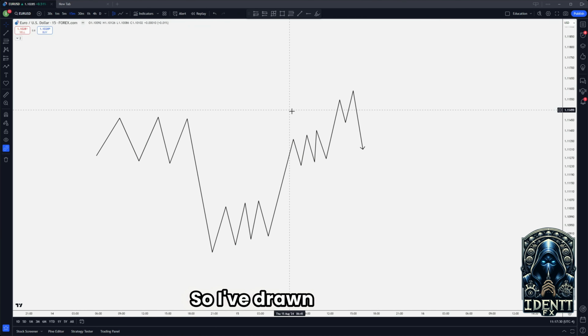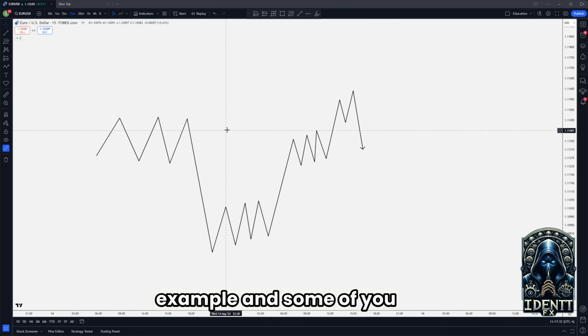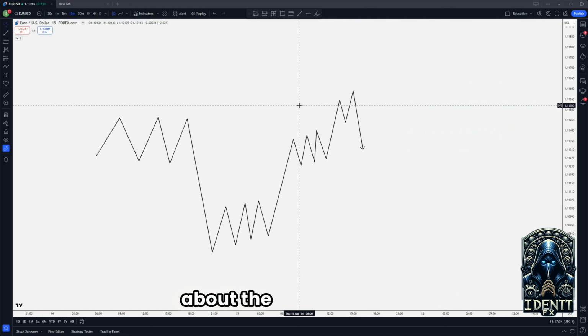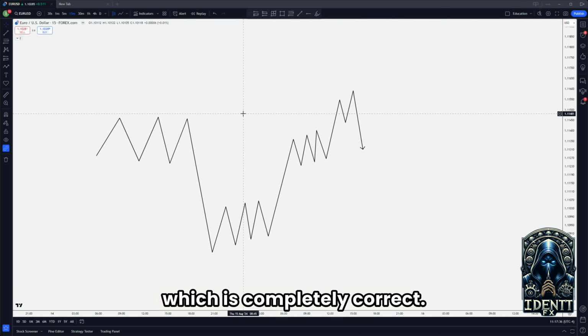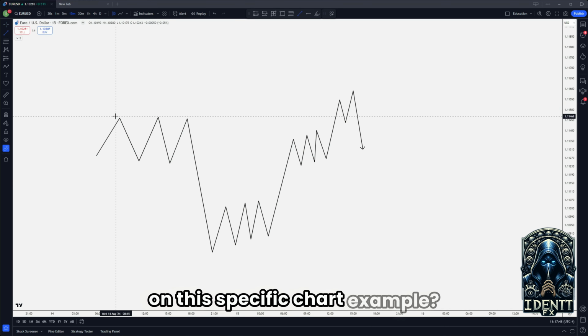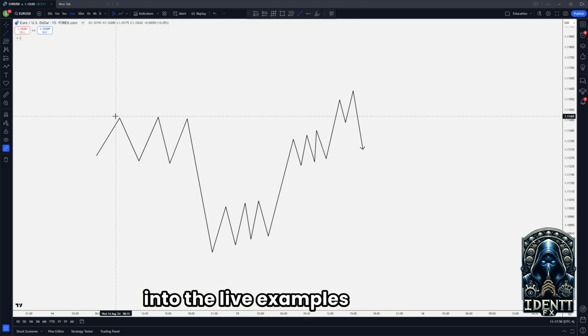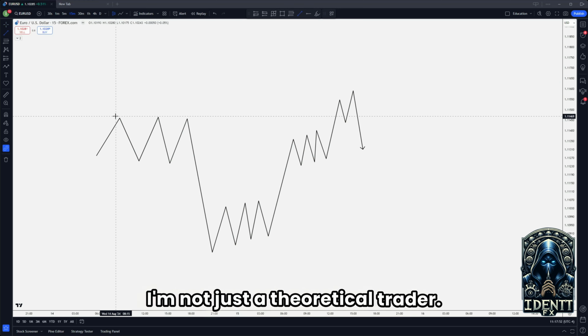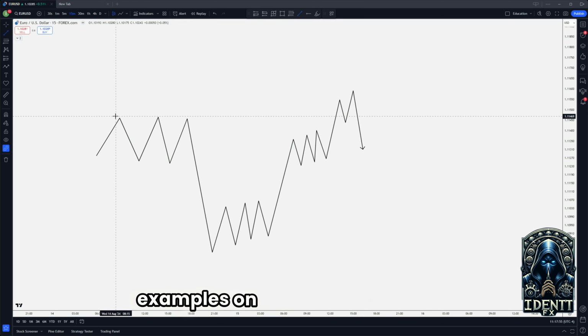All right, so I've drawn a simple example and some of you will already start thinking about the MMXM model, which is completely correct. This is, of course, based on that, but it goes much further than that. It's not just a specific model. This, to me, is how the markets work, right? So what do we see on this specific chart example? And I will go into the live examples real soon. I'm not just a theoretical trader. I will definitely show you examples on the chart so you can actually start mastering this yourself.